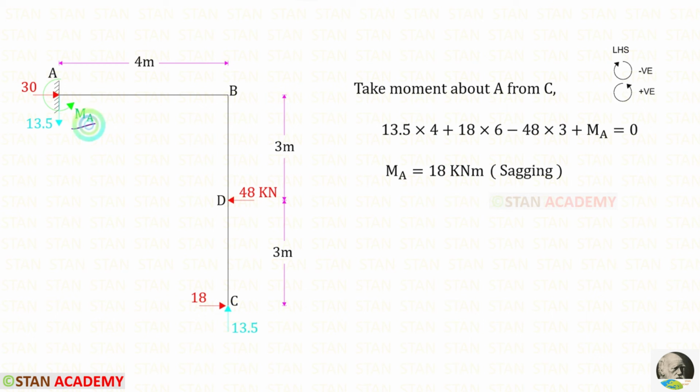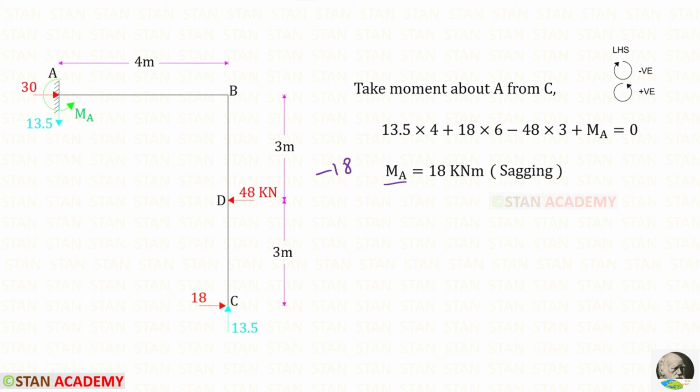To find Ma, let us take moment about A from C. Vc is acting in the anticlockwise direction, so that it will be positive, and the distance is 4. Hc is acting in the anticlockwise direction, so it is also positive, and the distance is 6. This load is acting in the clockwise direction, so that it will be negative, and the distance is 3. Let us assume that Ma is a hogging moment, so it will be acting in the anticlockwise direction, so it is positive. For Ma, we will get minus 18.